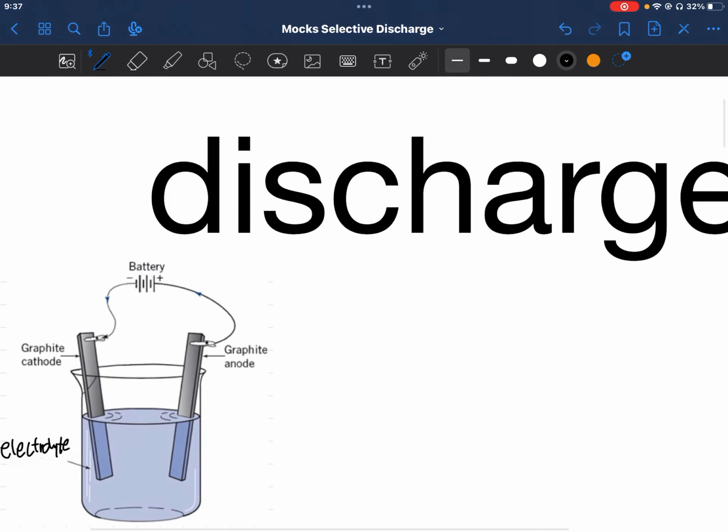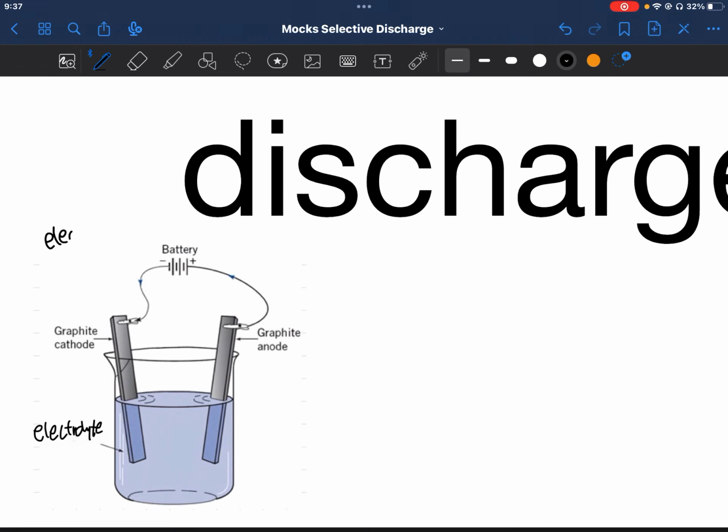As a quick reminder, selective discharge is relevant in electrolytic cells. In an electrolytic cell, we have some electrolyte and we have a cathode and an anode, positive anode, negative cathode. The electrolyte can be either aqueous or molten. In the molten situation, it's relatively straightforward. I can have any ionic salt, let's say CaCl2, for example.